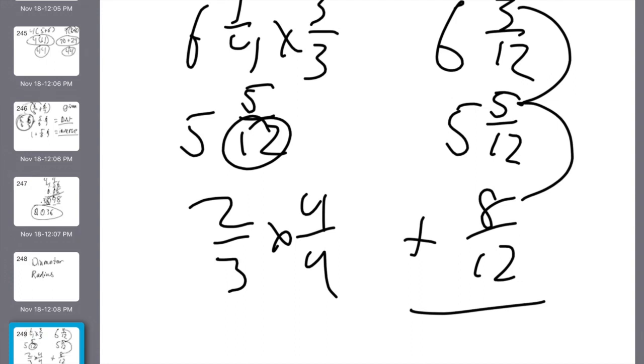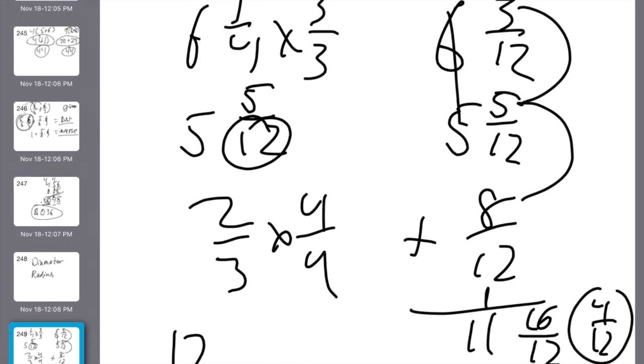3 plus 5 is 8, plus 8 is 16/12. 6 plus 5 is 11. 12 goes in there 1 time, and I'm left with 4/12. Carry that 1. That's 12 now. 4/12 reduces to 1/3. So I get 12 1/3.